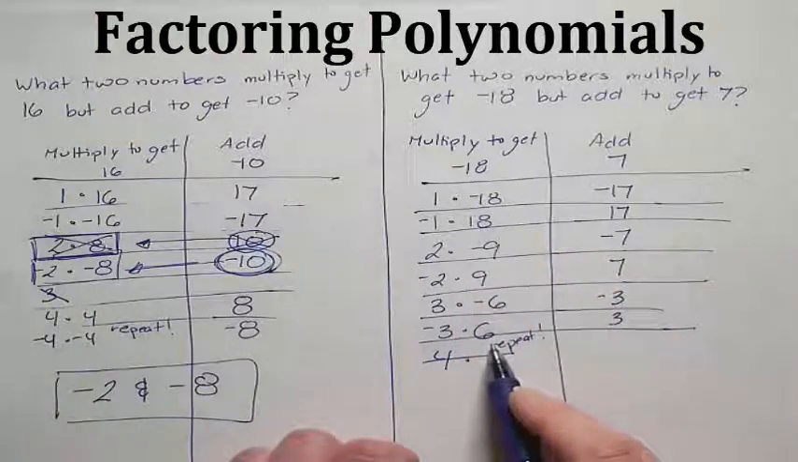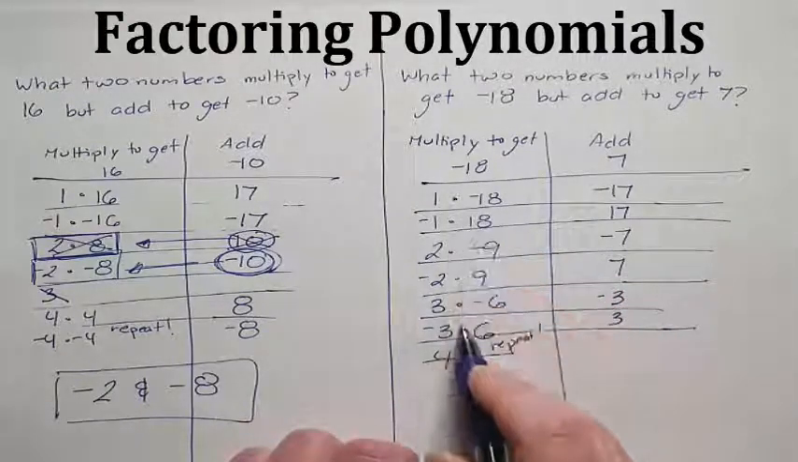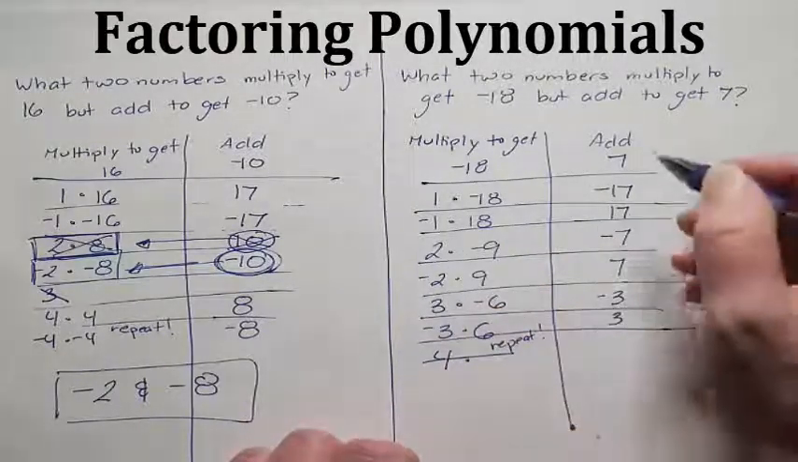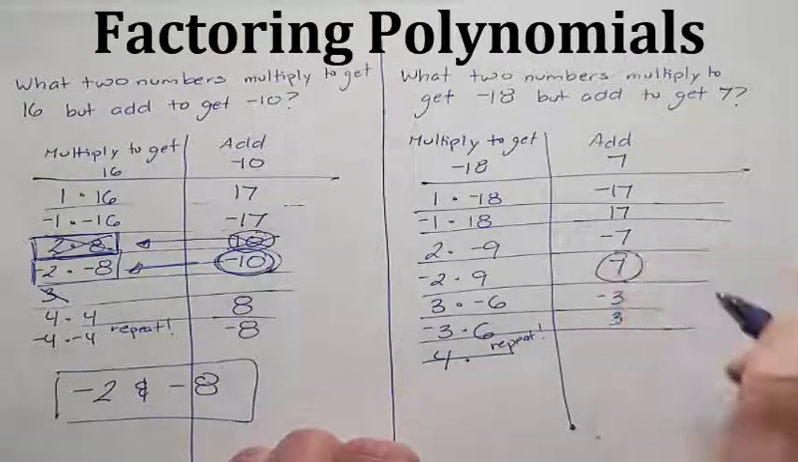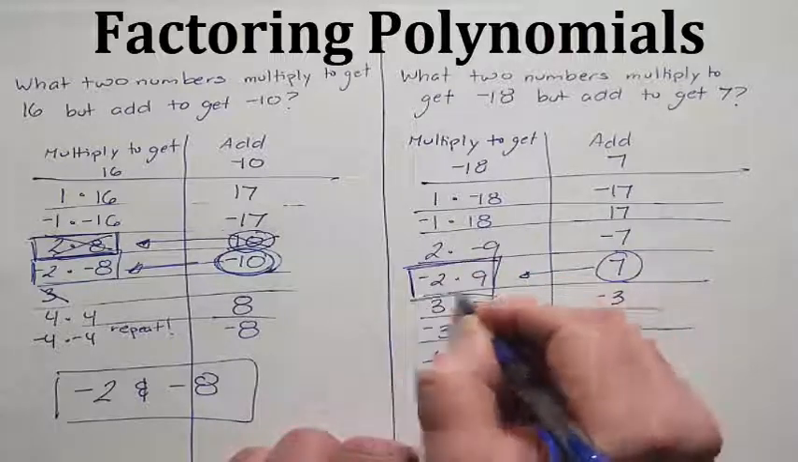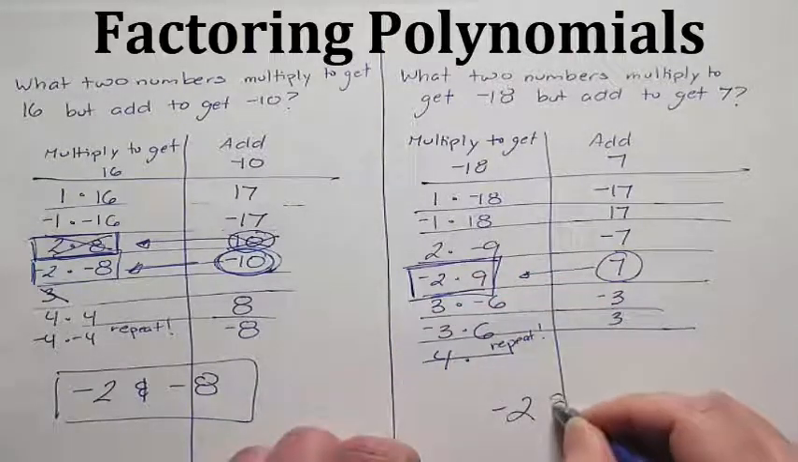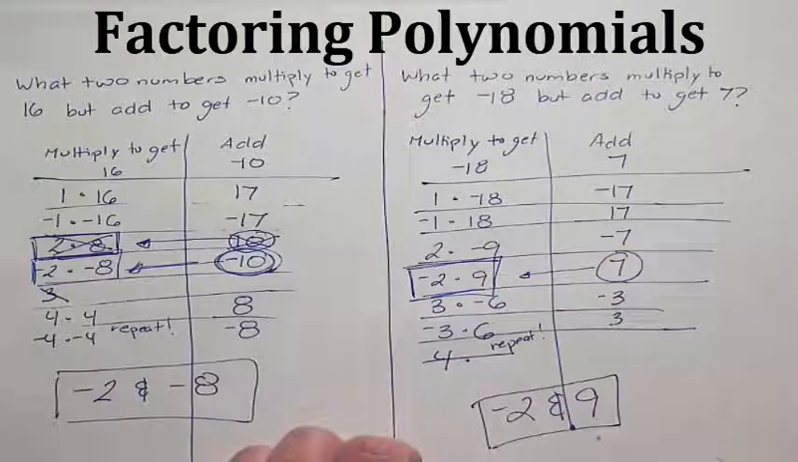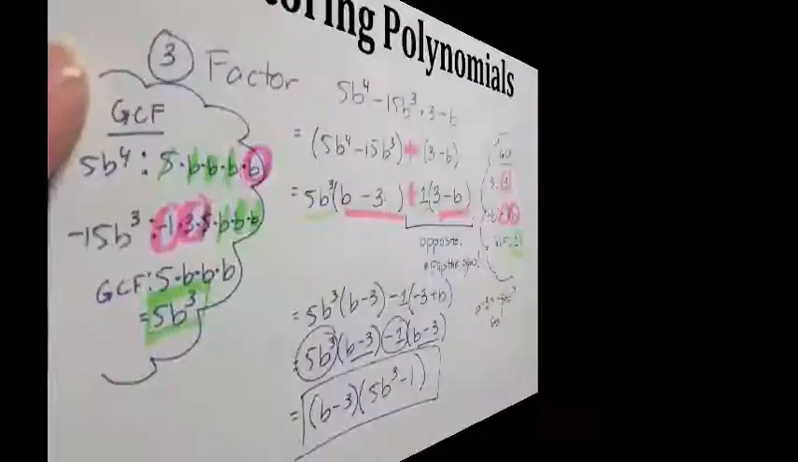So here's all the multiplies to get negative 18. Of these, which added together to give me my 7? I see the positive 7 right here, which means the two numbers that I was looking for are right here. My answer is negative 2 and positive 9. Those are the two numbers that multiplied together to get a negative 18 and added to give me my 7.